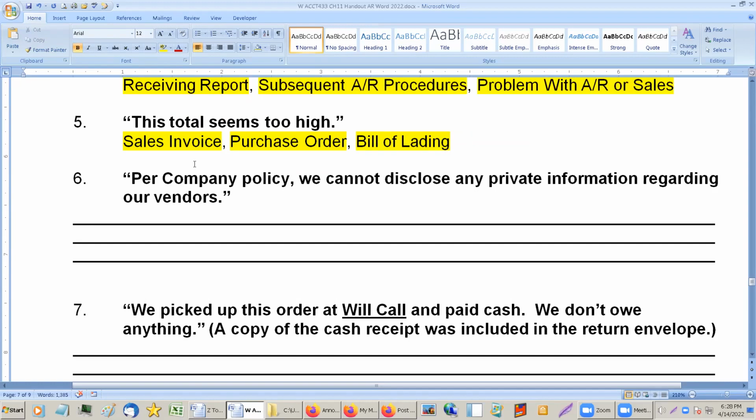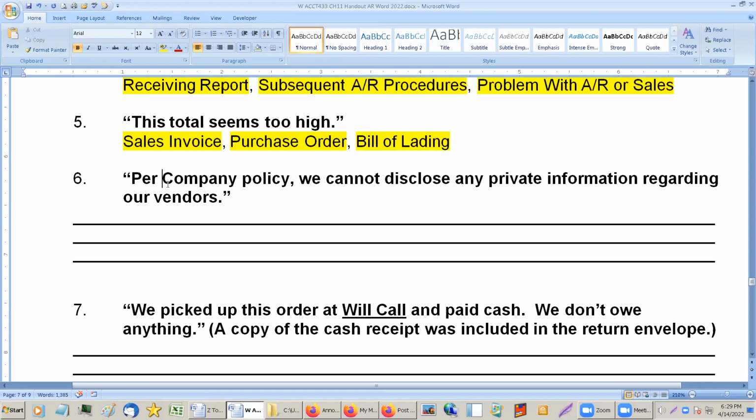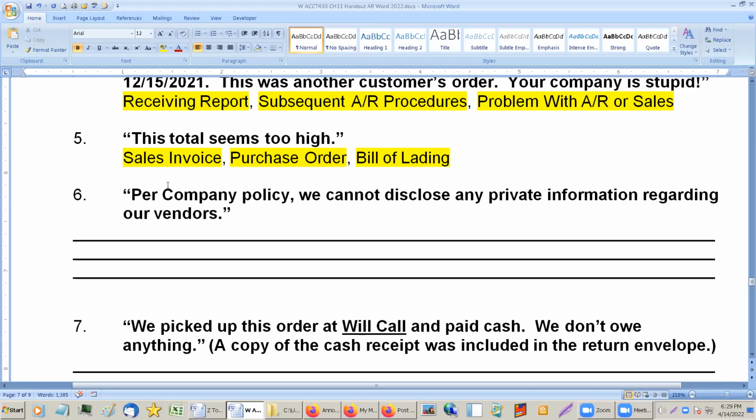Number 6, for company policy, we cannot disclose any private information regarding our vendors. Those companies that are run by lawyers. I was going to say your lawyer. So what do you do with that? I guess bill of lading, right?